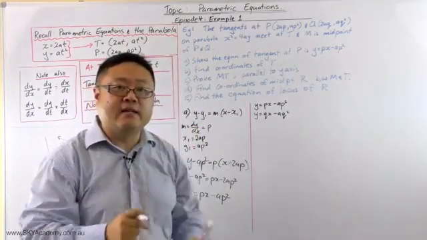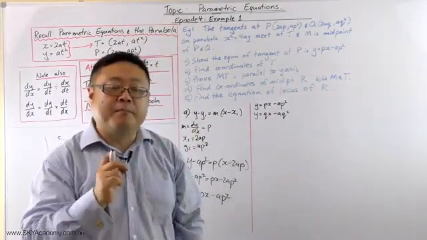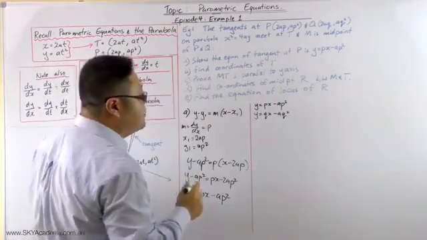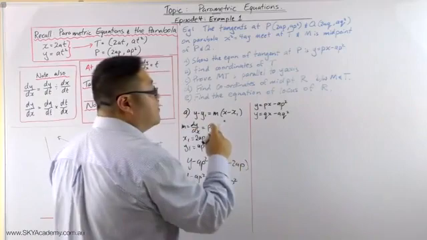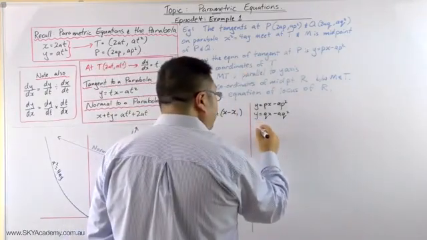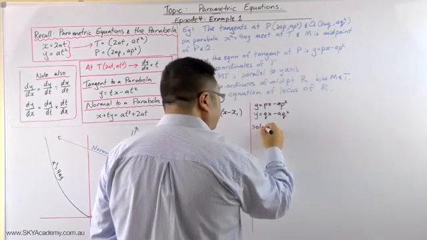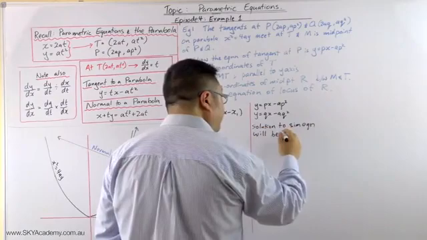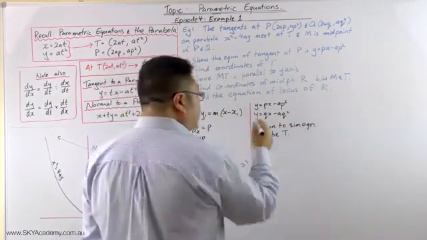Where they intersect is going to be the coordinates of point T, right? So the point T is going to be the solution to that simultaneous equation, okay? All right, so the point T. So let's work this out.